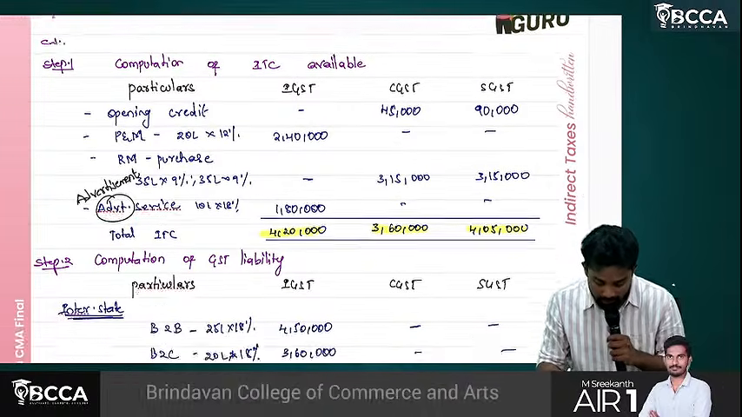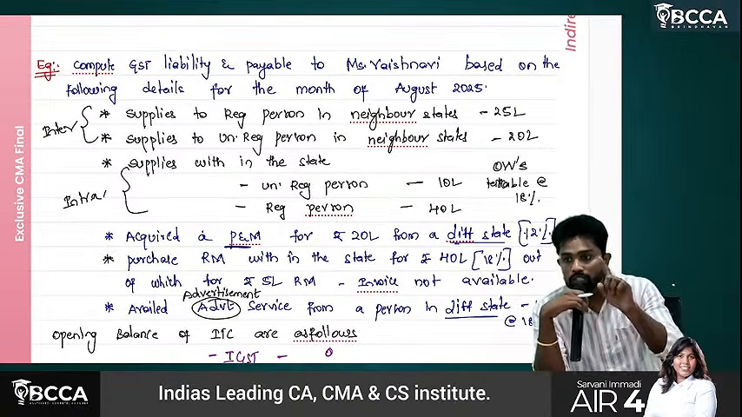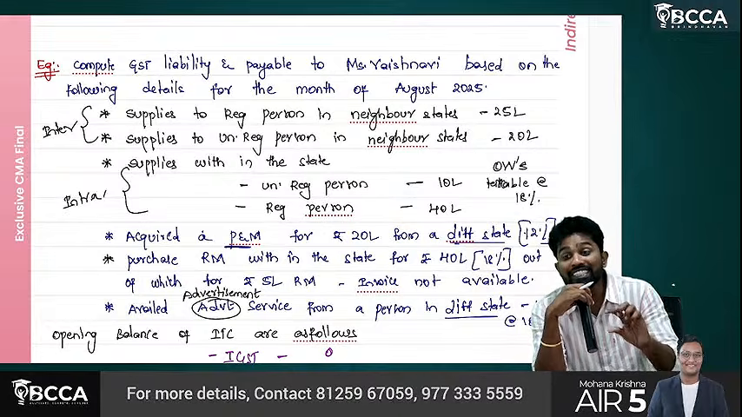Everybody clear, sir? Then step 1 we did, sir. Step 1 is computation of ITC availability. Step 2, we should compute the tax liability.